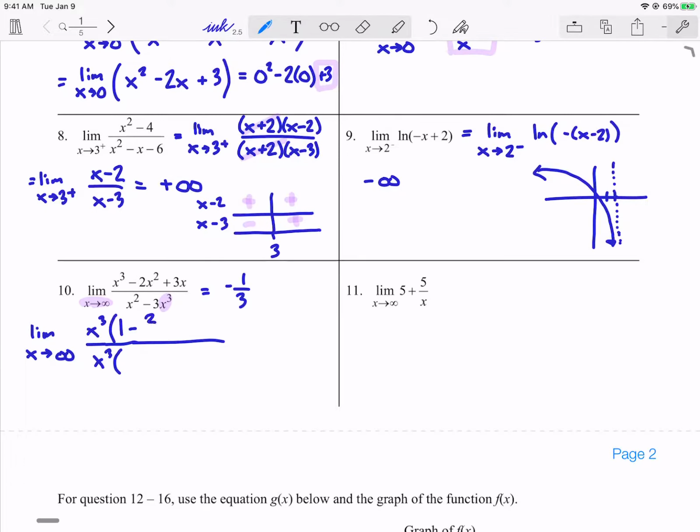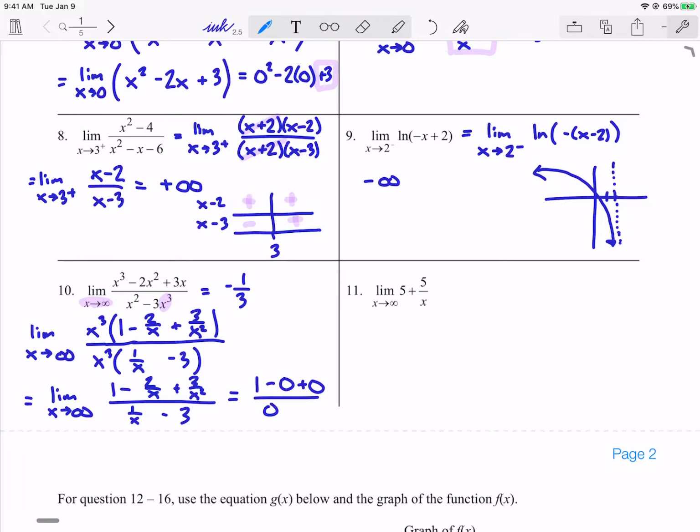So I get 1 minus 2 over x plus 3 over x squared. And then I get 1 over x minus 3. So ultimately I have the limit as x goes to infinity of everything that's in parentheses. So then everything with an x or x squared in the denominator is going to go to 0 when I evaluate the limit as x goes to infinity. So I get 1 minus 0 plus 0 over 0 minus 3. So ultimately I get 1 over negative 3, which is negative 1/3.